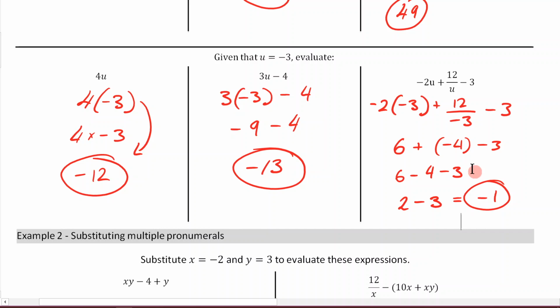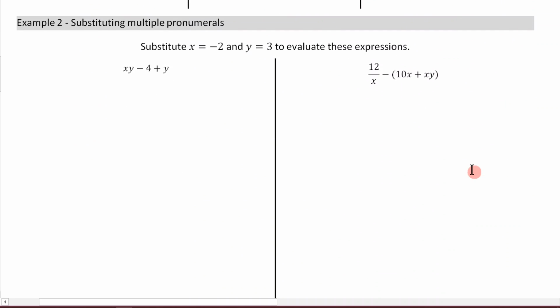Okay, let's keep on going now, and let's just do some more examples. So you might want to pause the video and just see if you can do this for yourself.